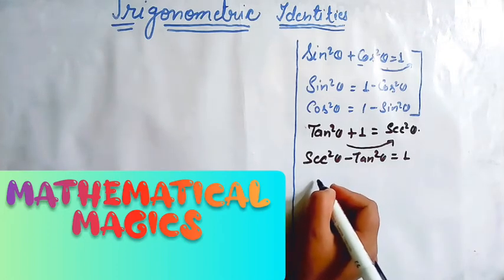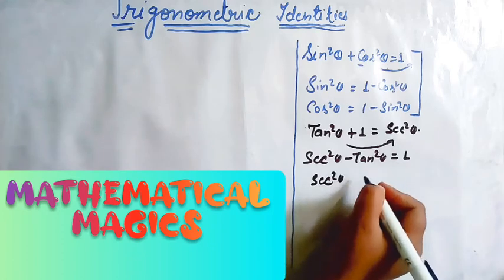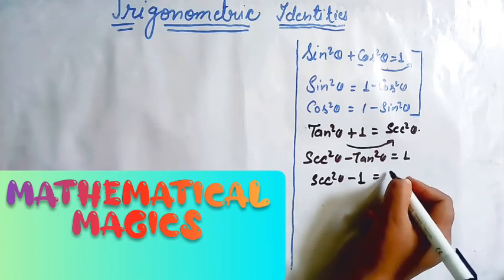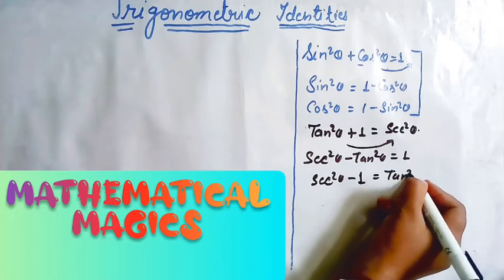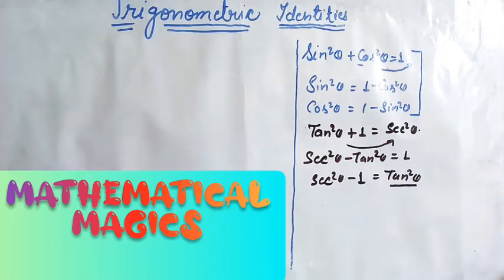While we are taking tan square theta to the right side and bringing 1 to the left, it will become secant square theta minus 1 equals to tan square theta. So these three are the parts of identity number 2.